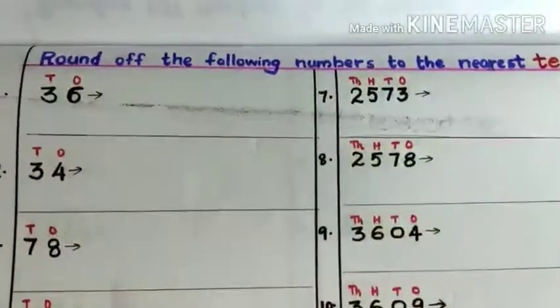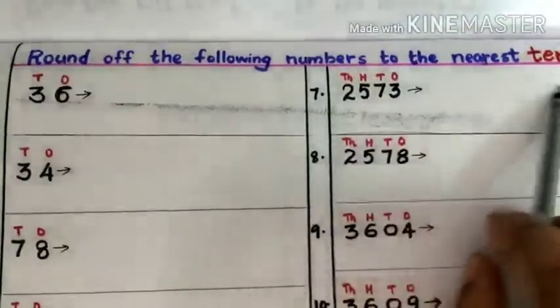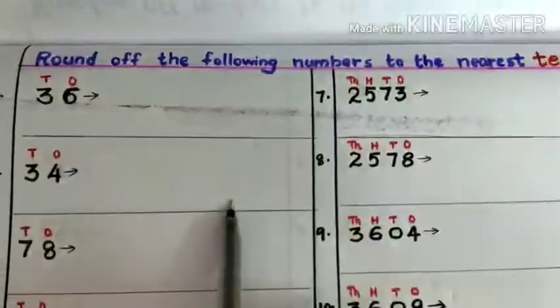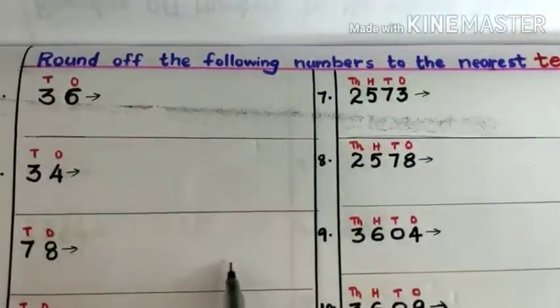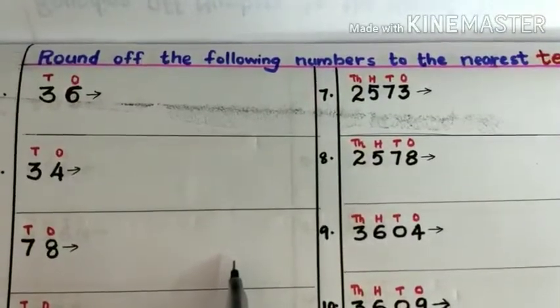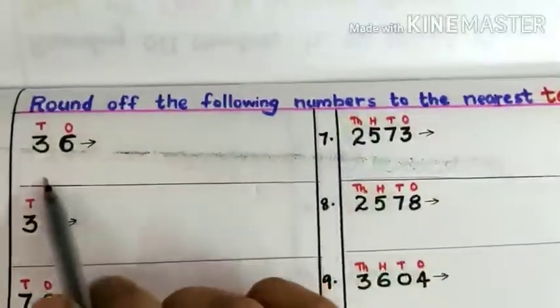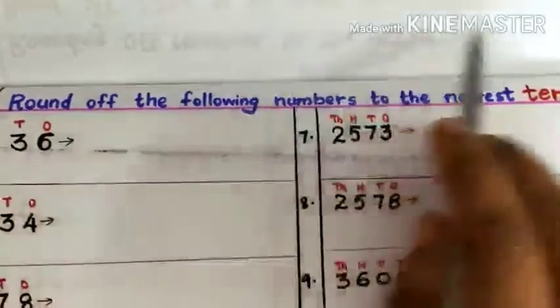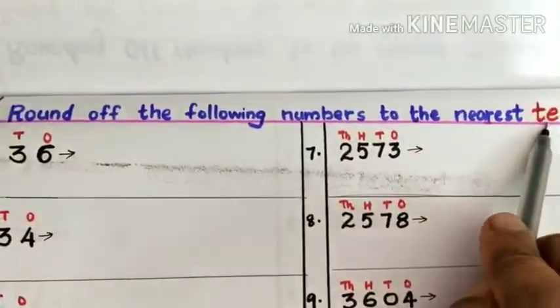Now some questions are given here. Round off the following numbers to the nearest 10. But a number line is not given. It is not always possible to draw a number line. So we will learn some rules. Okay. 36. We have to round off to the nearest tens place.